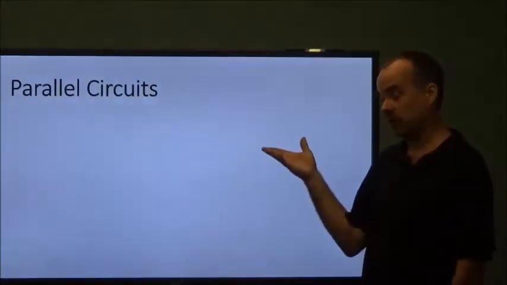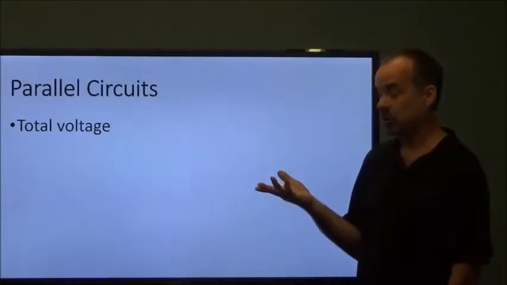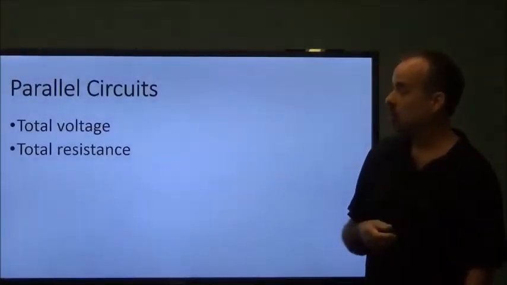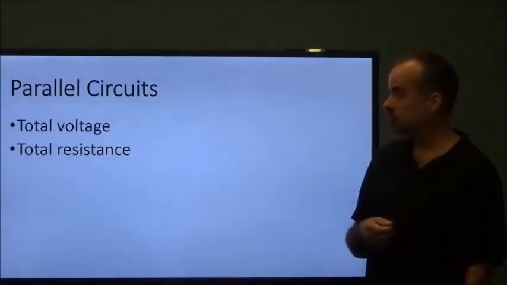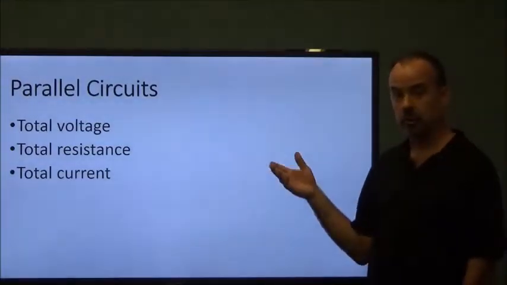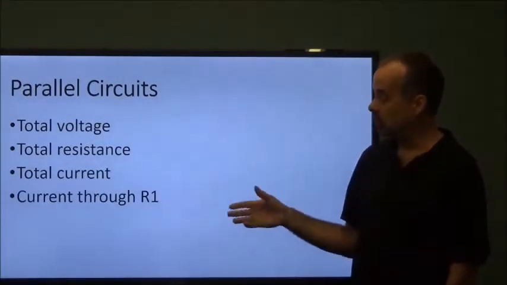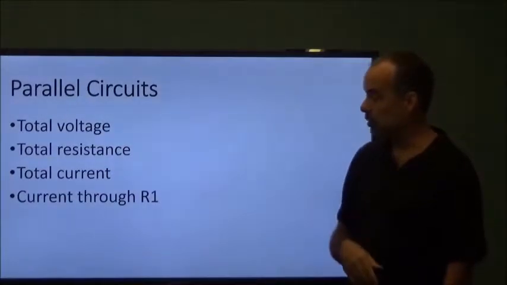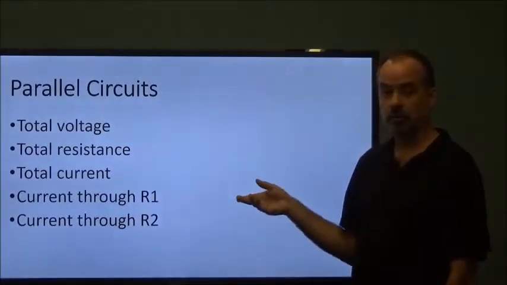So what can we determine from this circuit? We can determine the total voltage. We can determine the total resistance. We can determine the total current in this circuit. We can determine the current through R1, and we can determine the current through R2.